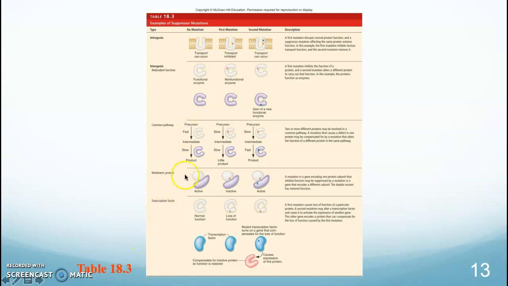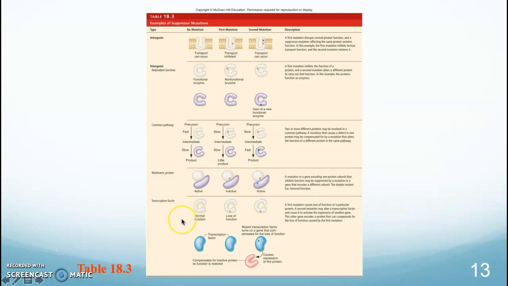We have two more on this one then. We also have what is called a multimeric protein. So we have these two proteins that work together and they're active in this part. If we get a mutation in the first enzyme, the whole entire protein is no longer active. But then maybe we get a compensational mutation in the second part of this protein and now it's active again. This is again compensating for that.